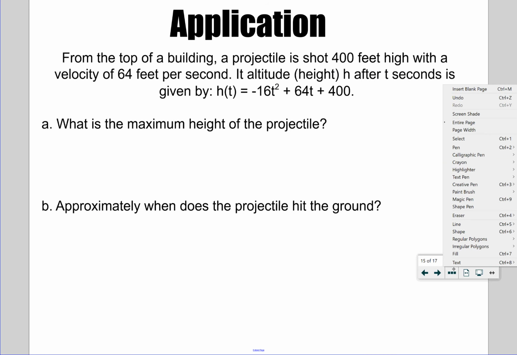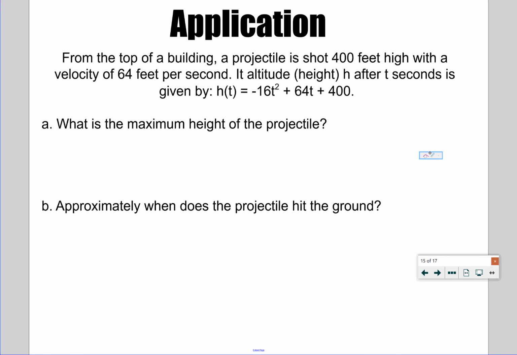The last couple problems that we're going to do in this lesson are some application problems of quadratics. You're probably going to need a calculator for a couple of these. Here we have, from the top of a building, a projectile is shot 400 feet high with a velocity of 64 feet per second. The altitude h after t seconds is given by the following function, and you can see that this is a quadratic in standard form because we have a number in front of our x squared, a number in front of our x, and a constant. But again, that squared power of 2, degree 2, tells us that we have a quadratic function.